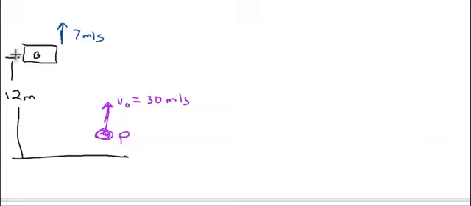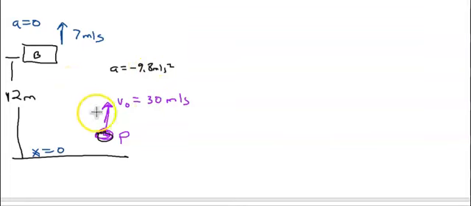Okay, so you have a hot air balloon ascending that starts at 12 meters above the ground and is heading upward at a constant speed of 7 meters per second. So its acceleration is 0. At that instant that it is 12 meters above the ground, a pellet is fired from the ground with an initial speed of 30 meters per second, and it is in free fall, so its acceleration is negative 9.8.